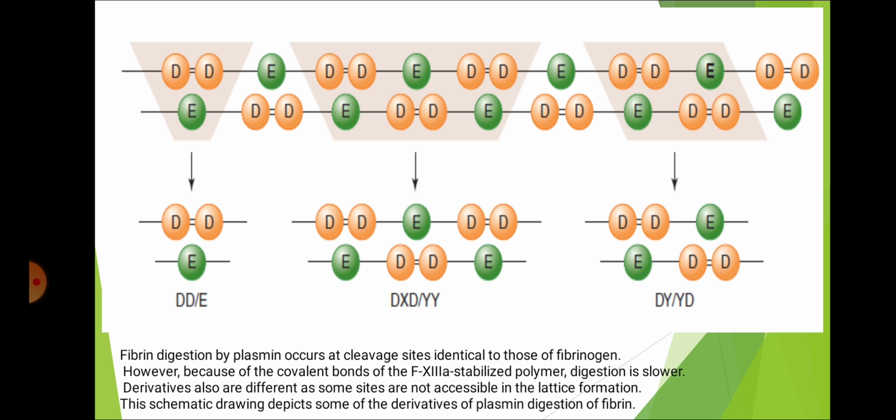Here we could see the schematic drawing which depicts some of the derivatives of plasmin digestion of fibrin. Fibrin digestion by plasmin occurs at cleavage sites identical to those of fibrinogen. However, because of the covalent bonds of the factor 13A stabilized polymer, digestion is slower. Derivatives also are different as some sites are not accessible in the lattice formation.